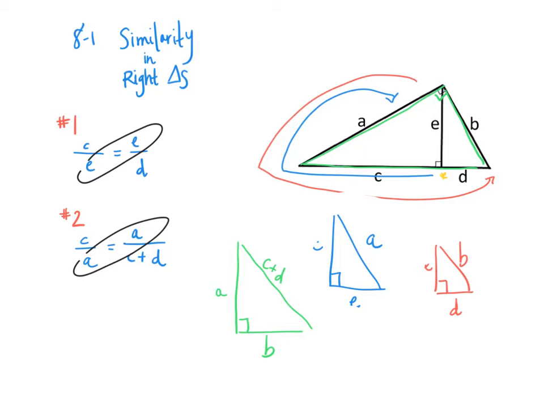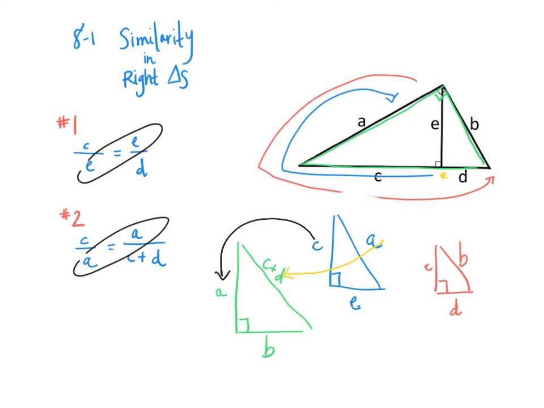So we can say, let's see here, I need to fill these back in. So I can say C is to A as A is to C plus D. So that's why that second relationship works.